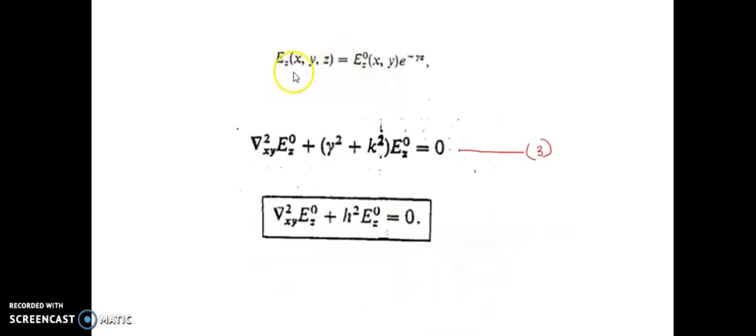Now we have to solve this second order partial differential equation. Solving this equation, we can get the value of Ez0. Once Ez0 is known, we can find Ez, which is Ez0 e to the power minus gamma z. And once the Ez0 value is known, we can find Ex0, Ey0, Hx0 and Hy0. Hz0 is already 0 since we are considering a TM mode here. So we are going to solve this expression.